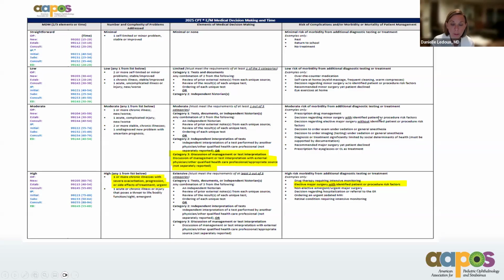If we were to try to really look at a level 5 amongst data, you can see you need to hit 2 out of 3 categories. So category 1 is a mixture of different data management elements. Category 2 is you interpreting independent tests. And category 3 is discussion management. And so even if you reach back out to the neonatologist, that element would be a level 4.